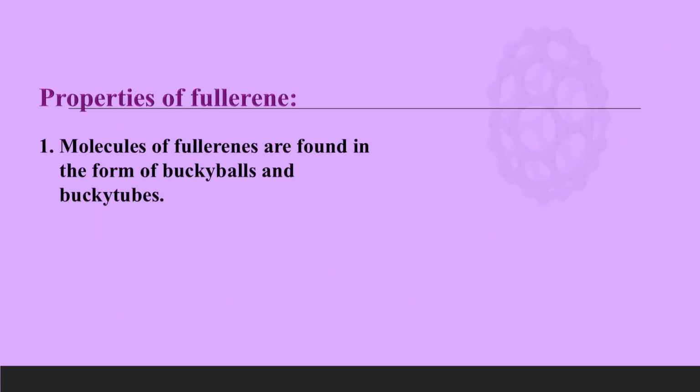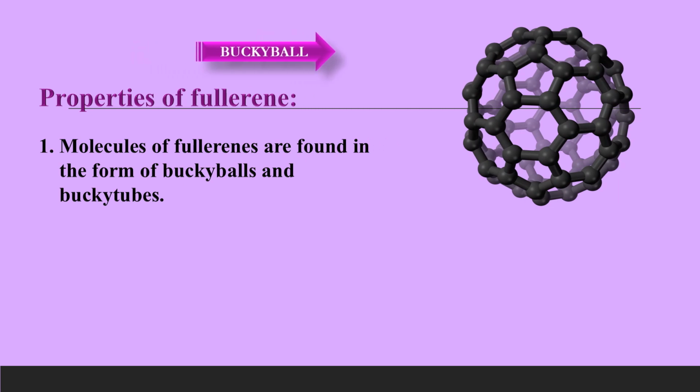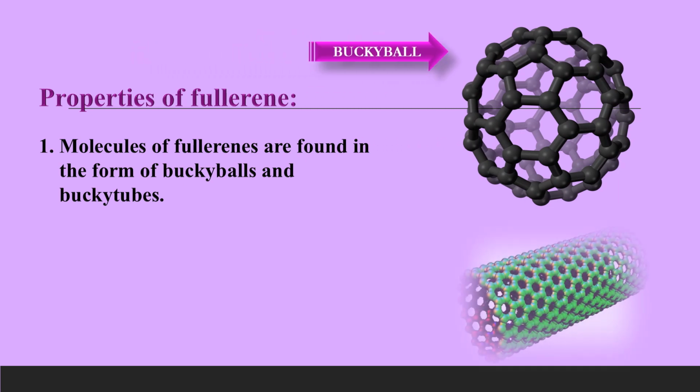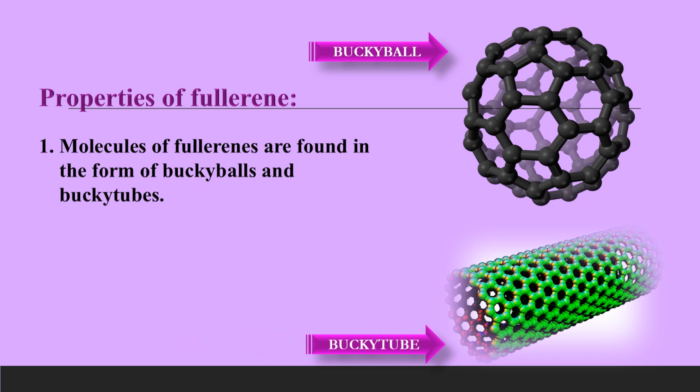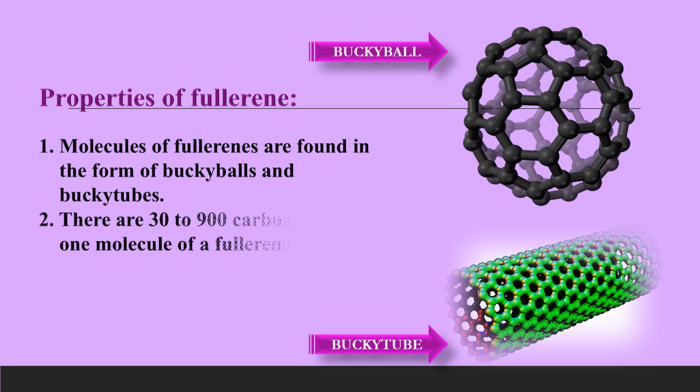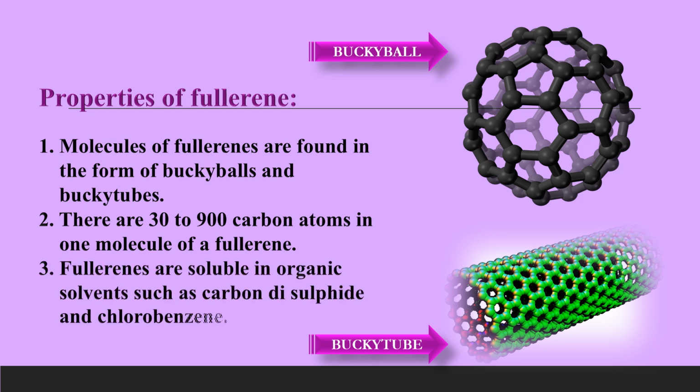Properties of fullerene. Molecules of fullerene are found in the form of buckyballs and bucky tubes. You see how they are formed, these are the structures, two different types of structures. There are 30 to 900 carbon atoms in one molecule of fullerene. Fullerenes are soluble in organic solvents such as carbon disulfide and chlorobenzene.